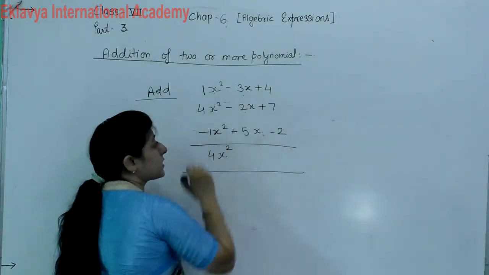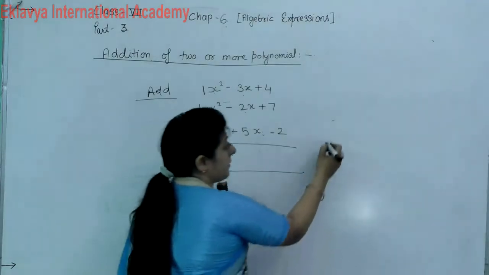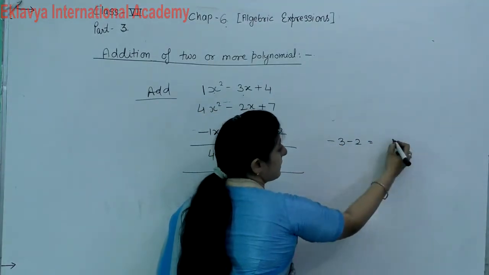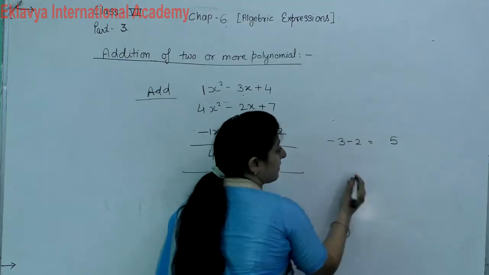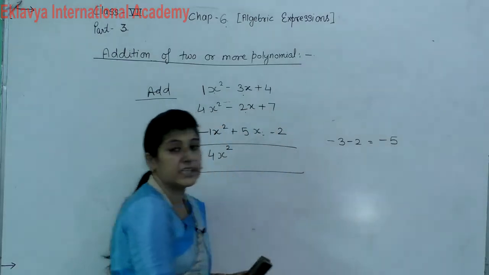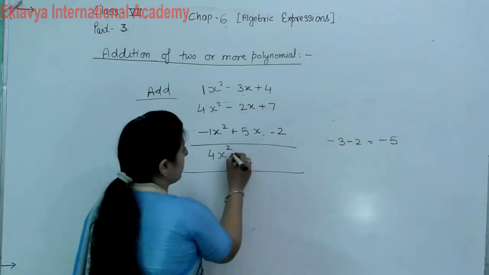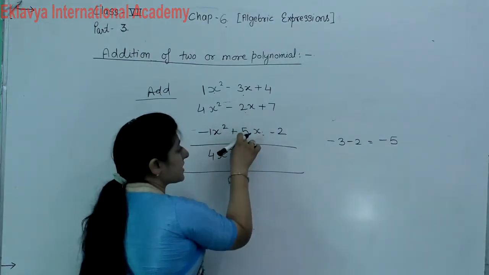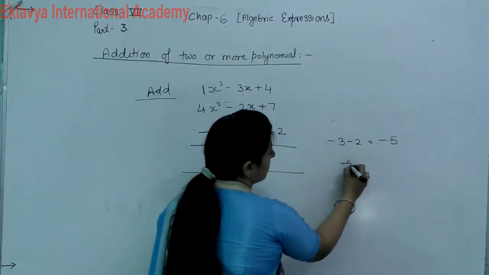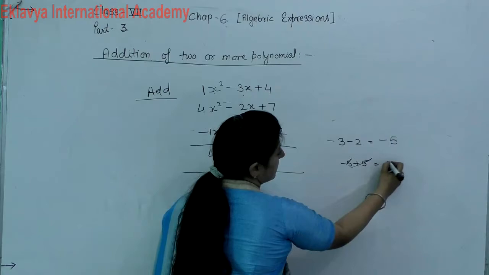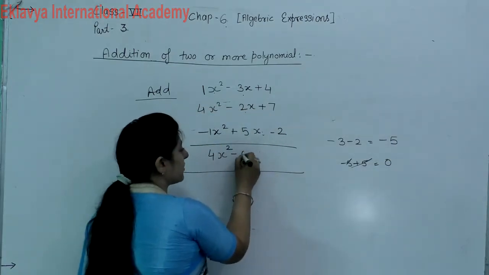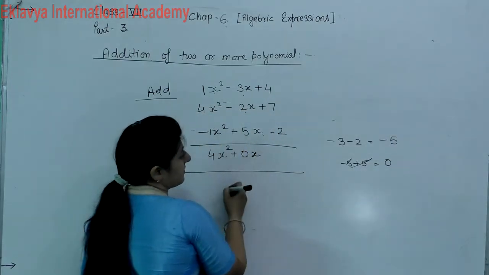Minus 3 minus 2 is equal to, minus minus plus means 3 plus 2, 5. But the sign will come negative. Then minus 5x, minus 5 plus 5. Obviously 0. Then here plus or minus anything you write down, 0x.